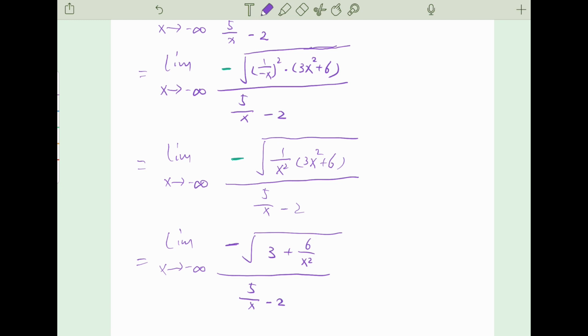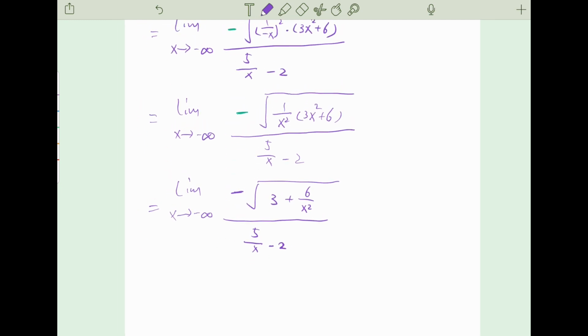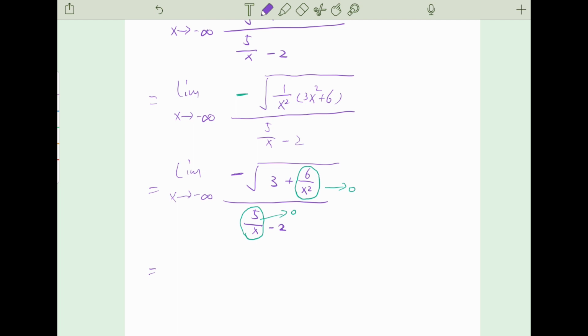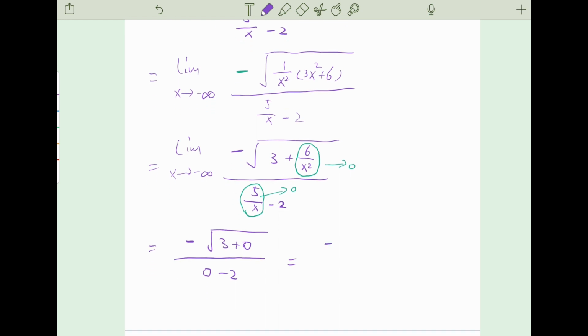Now we can plug in negative infinity. We have noticed that when we have x in our denominator and x is going to negative infinity or positive infinity, these fractions all go to 0. So when we plug in, we no longer see them. We have now 3 plus 0 in our numerator and 0 minus 2 in our denominator. So the final answer is negative square root of 3 divided by negative 2, which is positive square root of 3 divided by 2.